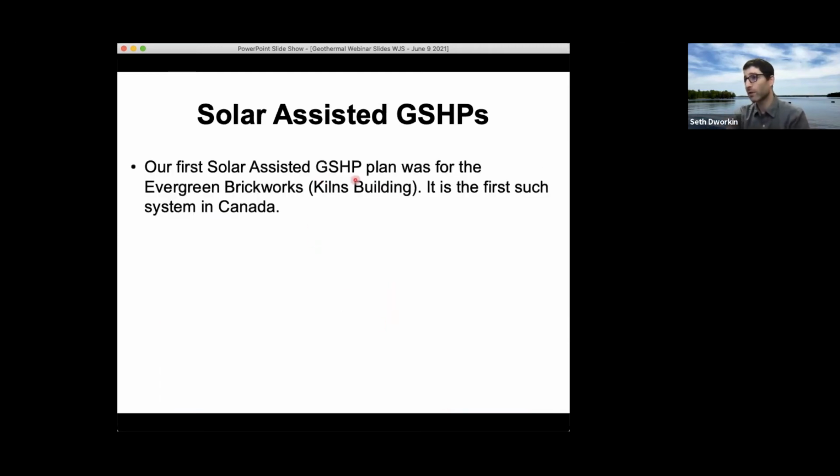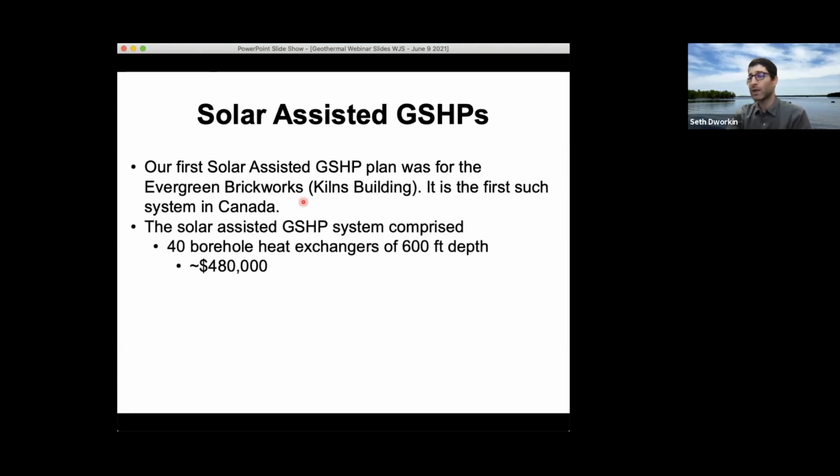Our first solar-assisted ground source heat pump went into the Evergreen Brickworks heritage site in Toronto, in their kilns building. It's the first such system in Canada. The GeoExchange system had 40 boreholes of 600-foot depth, and that was about $480,000 installation, and then 230 solar thermal panels, which are being installed now at roughly $470,000. And our calculations determine this number and what the costs and payback periods would be.